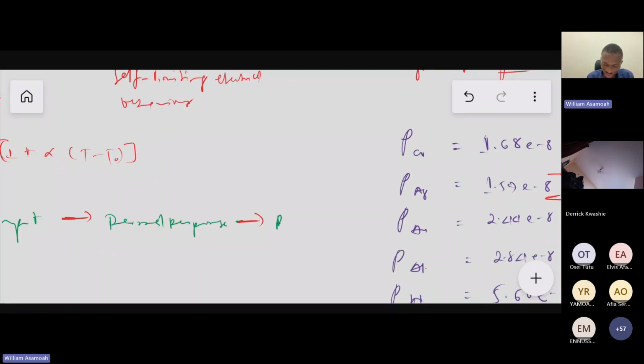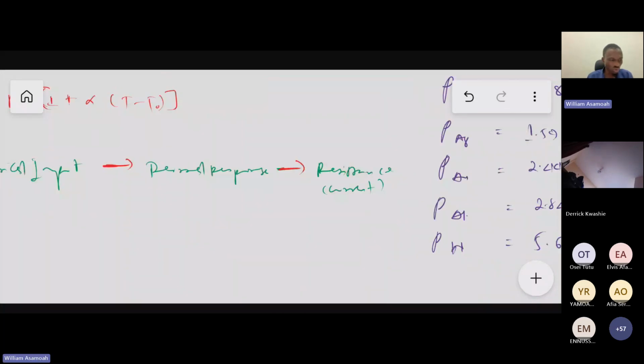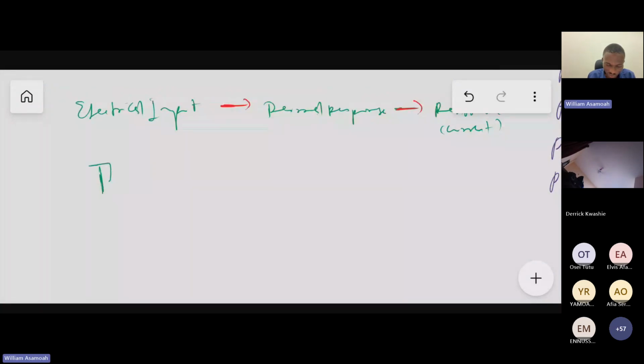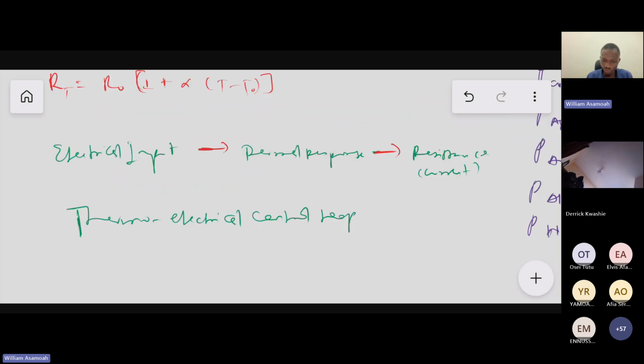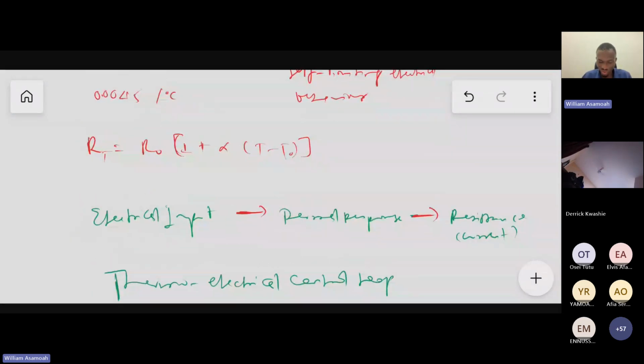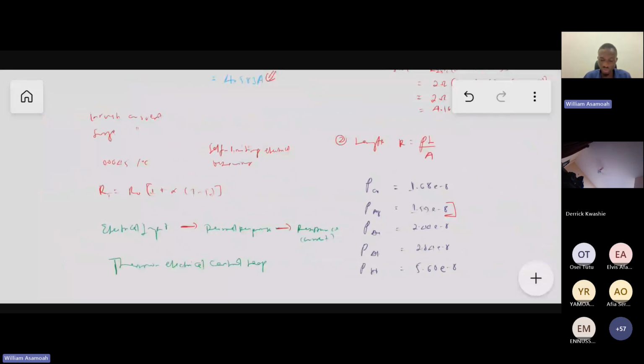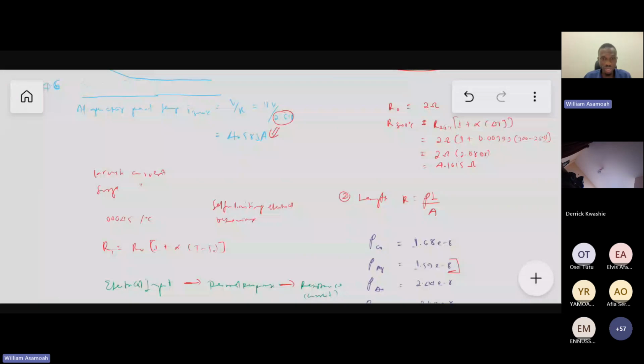So resistance and then current. This is some kind of a control system that we have given a name, thermoelectrical control loop. So if you select your materials correctly, the system should not fail. The system should be able to work for a very reliable period of time. Please, do we understand?